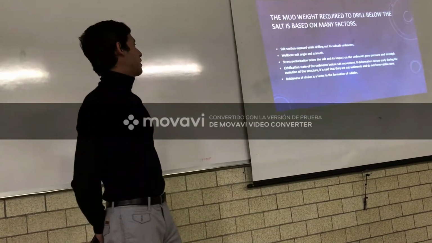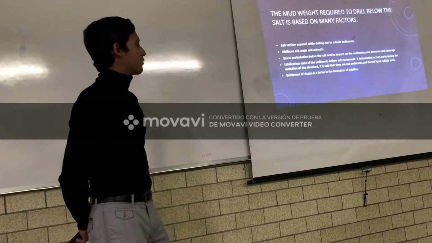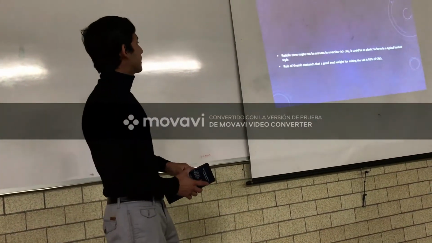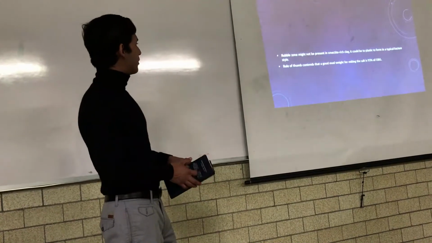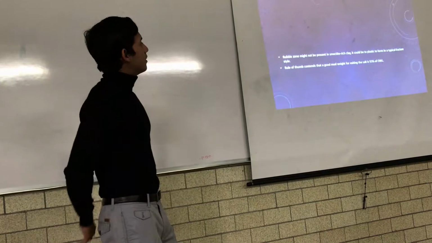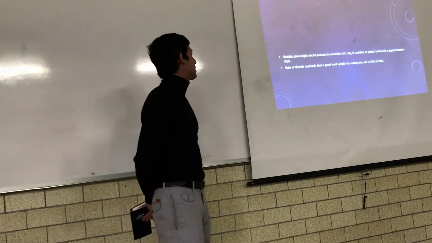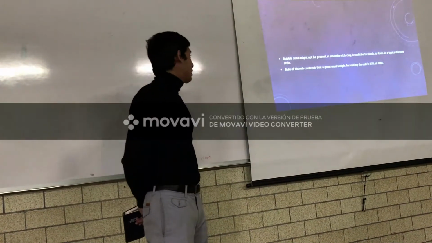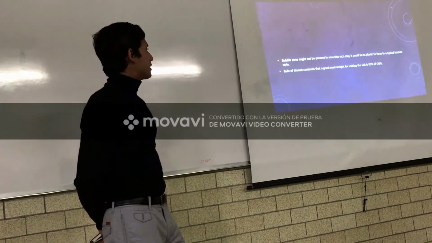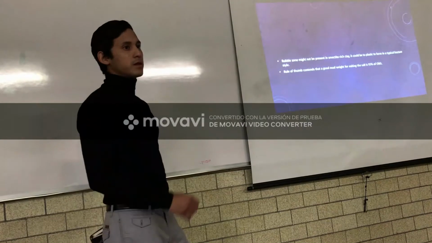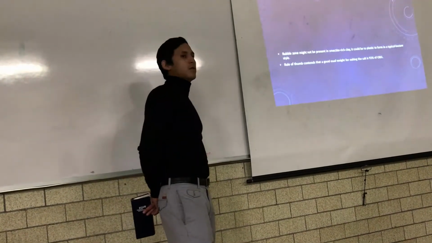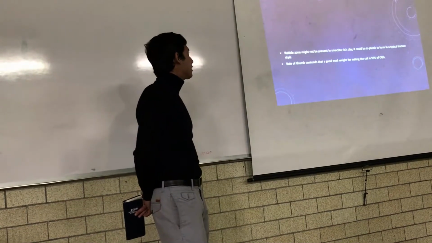And brittleness of shales is another factor in the formation of rubble. Rubble zones might not be present in asymmetric rich clay. It could be too plastic to form in typical fracture style. And one rule of thumb contends that a good mud weight for exiting the salt section is 93% of the overburden gradient.